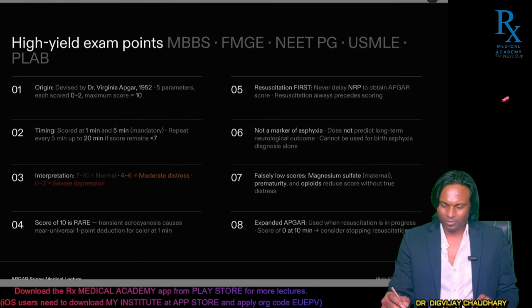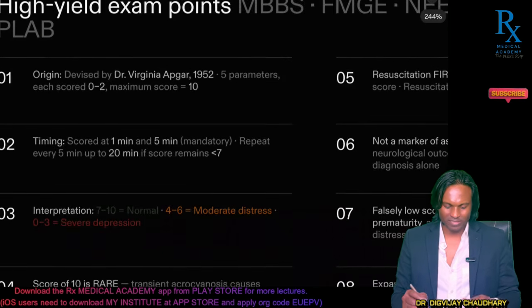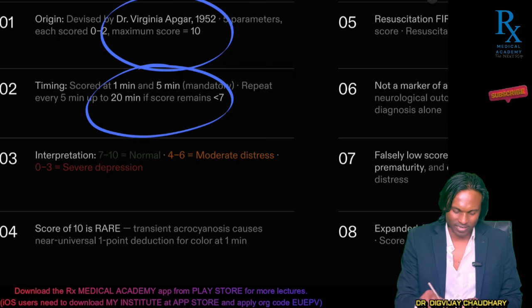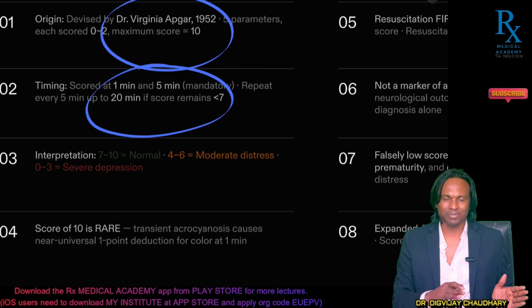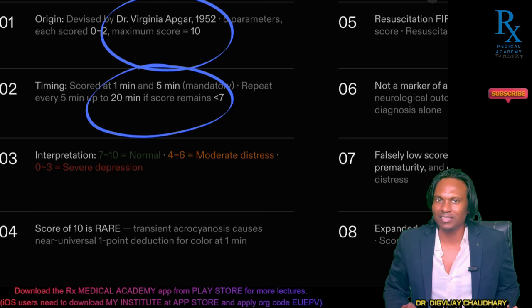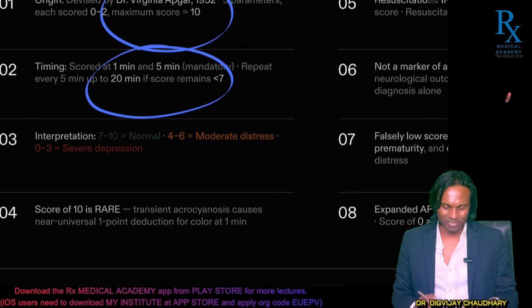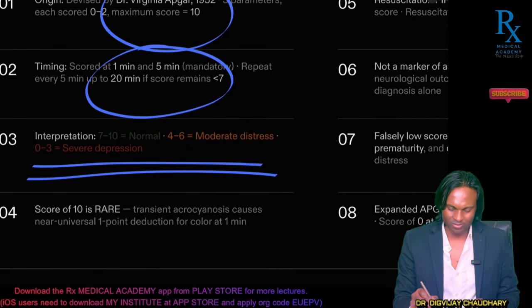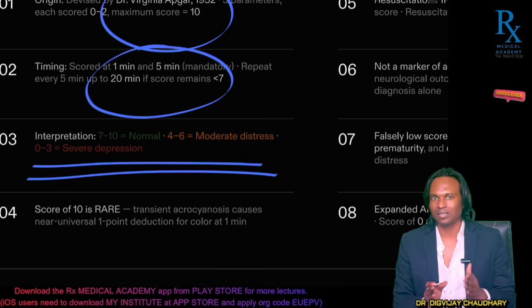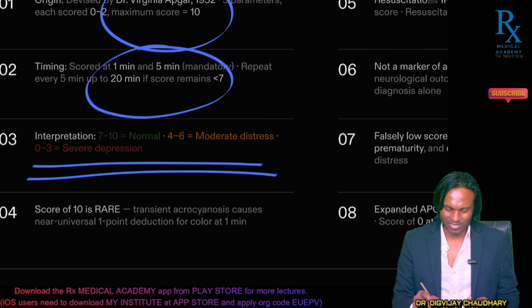Now let's summarize. Here you can appreciate multiple points. It was given by Dr. Virginia Apgar, an anesthetist. What is mandatory? You have to do it at the 1st and 5th minute. And if the score at the 5th minute comes out to be less than 7, then you need to repeat it every 5 minutes. What was the interpretation? We have already discussed: 7 or more is normal, 4 to 6 is moderate depression, less than or equal to 3 is severe depression.